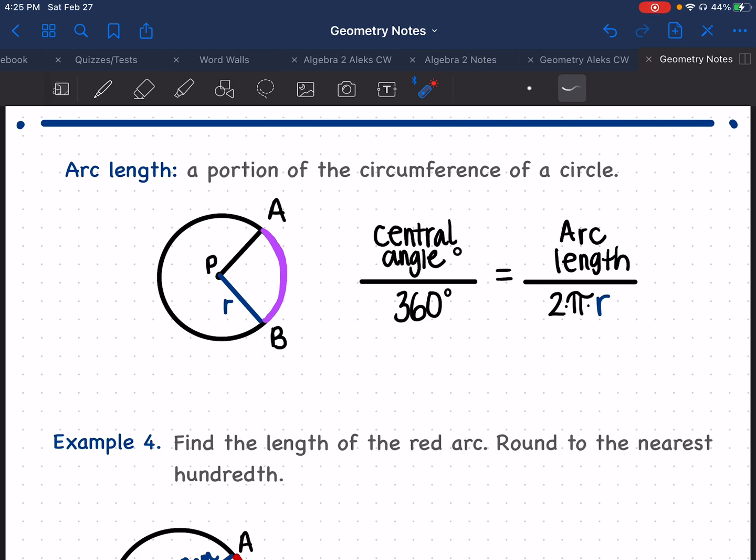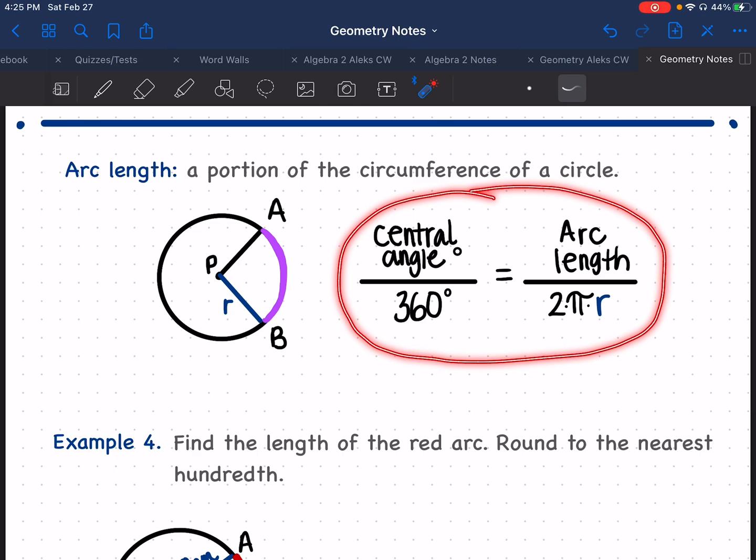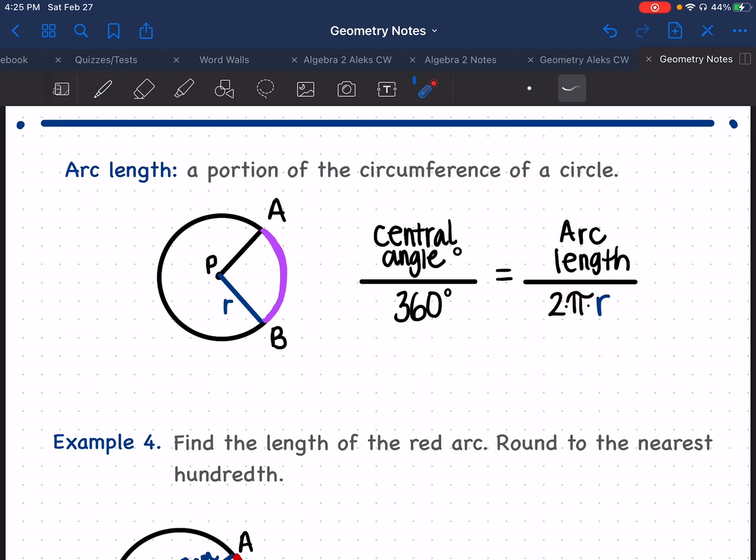I'm going to take the central angle and divide it by 360. And then set it equal to the arc length divided by the circumference formula, which is 2 times pi times the radius. Now, I prefer the pi key, but you can use 3.14. That's a very common decimal for pi. Okay? And we're just going to try one.